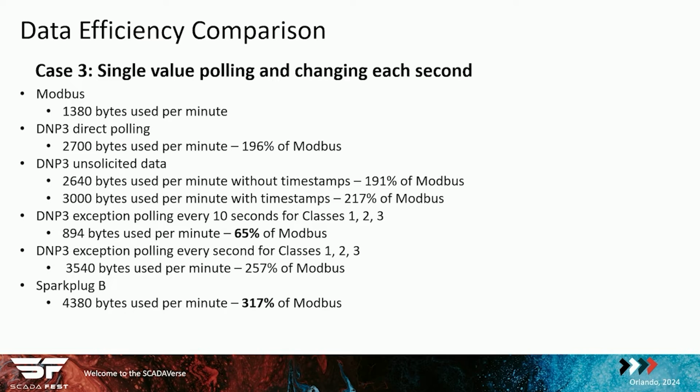So you go from a low of DNP3 still being potentially the best in this case, because you can do the report by exception polling every so frequently if you don't need it immediately for your operator. But then you can go with Sparkplug B, which was one of the better ones in the first use case of once a minute, now being the absolute worst when it's changing every second. So you'll see some people tout these protocols as really good or really data efficient. That's in certain use cases.